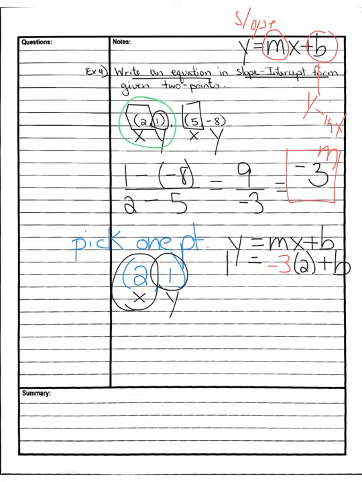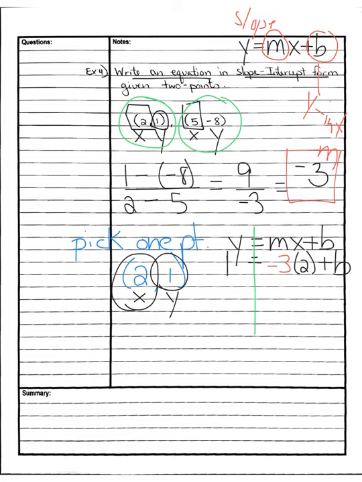And again, this will work with either one of the points. We picked the 2, 1. We could have used 5, -8. We would get the exact same answer. So you just pick one of the original points they gave you. Let's go ahead and solve for b. And when we solve for b here, we're going to be able to write our equation.